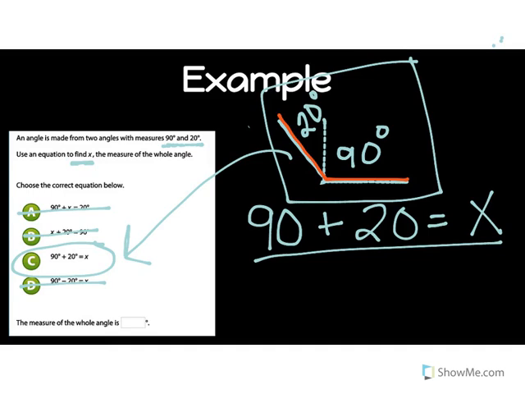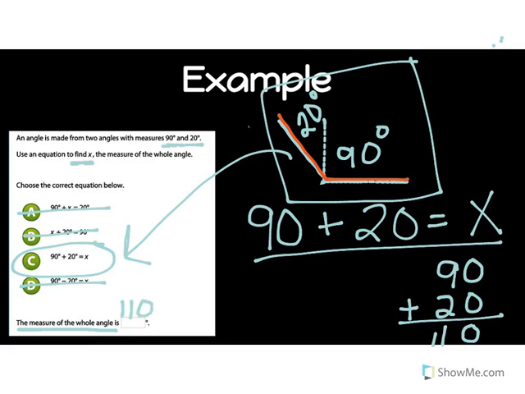Now we're going to solve. The measure of the whole angle is, well, I just need to do 90 plus 20. 0 plus 0 is 0. 9 plus 2 is 11. 110 degrees. Again, they've given me my degree symbol, so I don't have to find it on the computer.